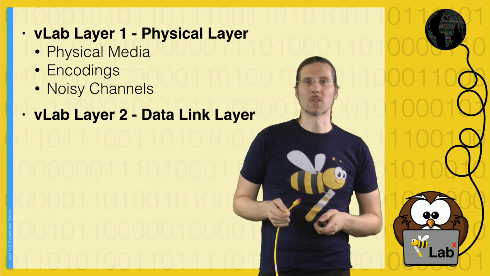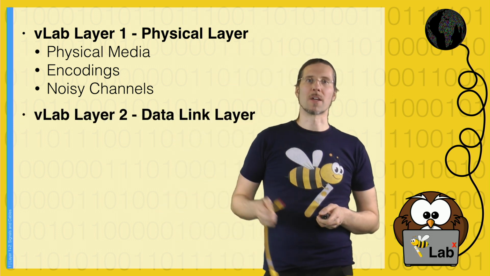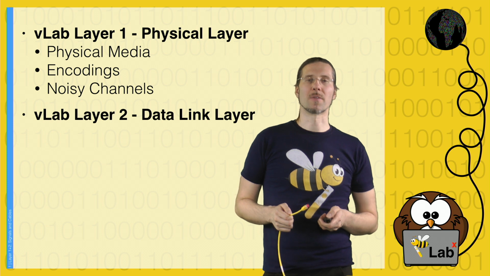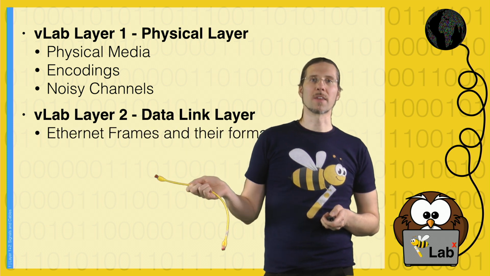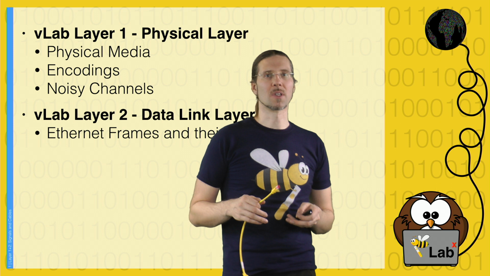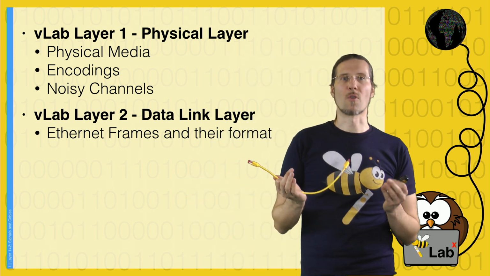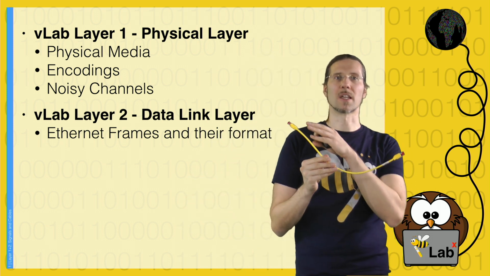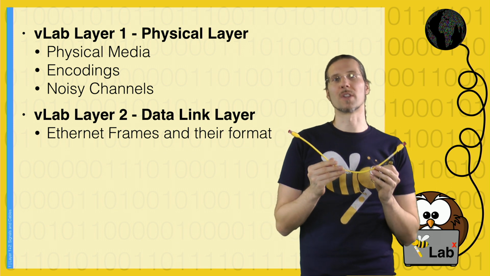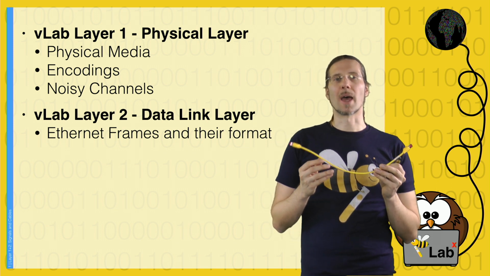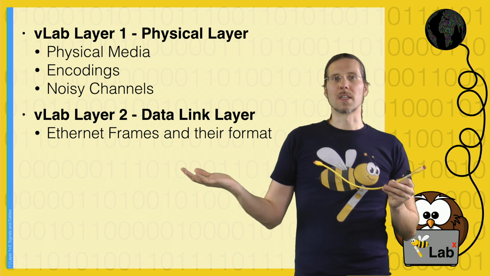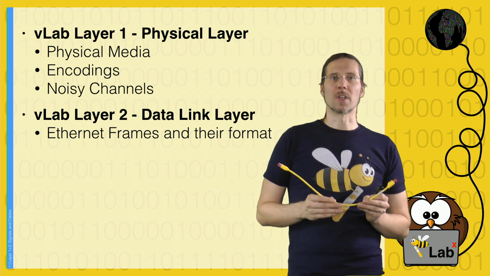What else will we look at? So we'll look at the VLab layer 2, which is the data link layer, and there we will look at Ethernet frames. So Ethernet frames are the formatting of the data that is then transported over the signals, over these physical media here. And Ethernet is the standard that is used in the Internet.